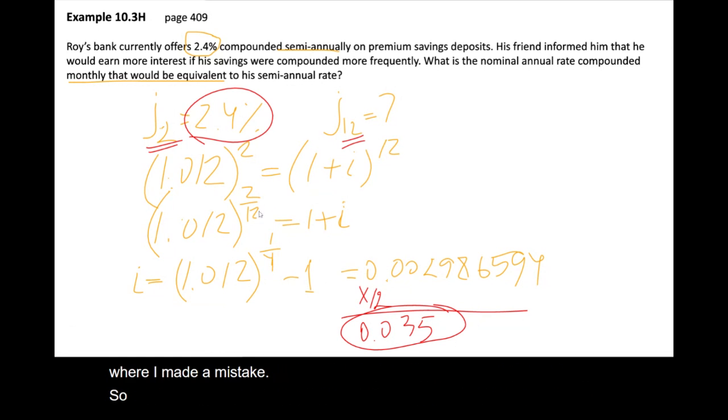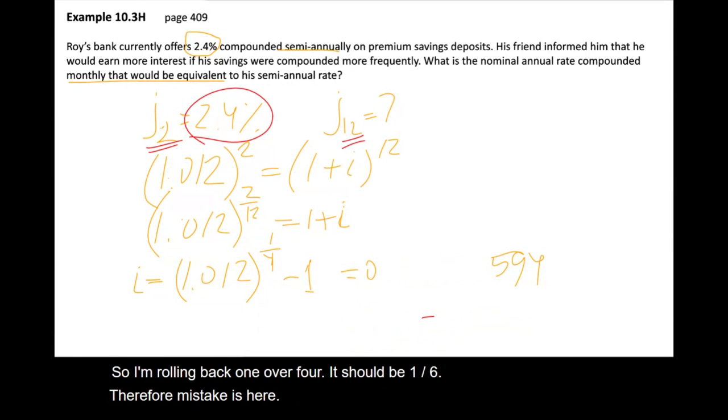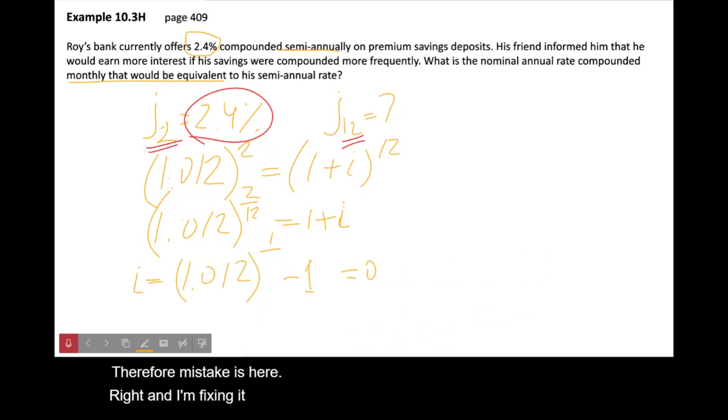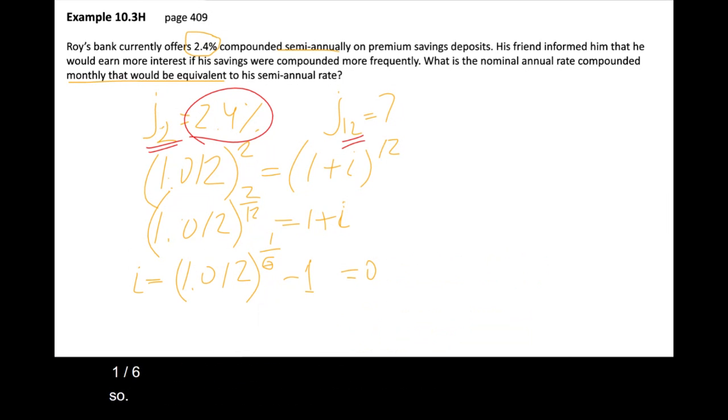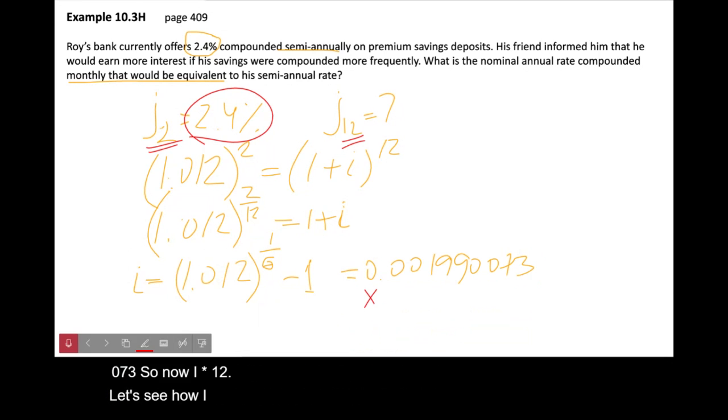So I'm rolling back: 1 over 4 should be 1 over 6. Therefore, the mistake is here. Right? And I'm fixing it right now. 1 over 6, so 0.00199073. Now I times 12. Let's see how I did this time.